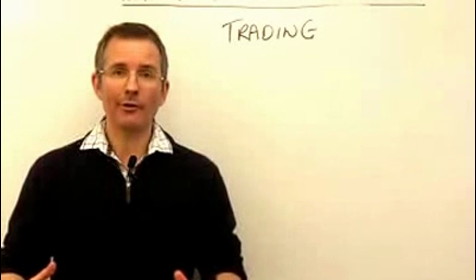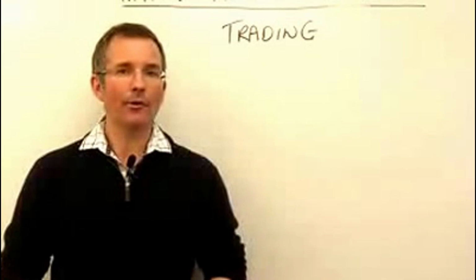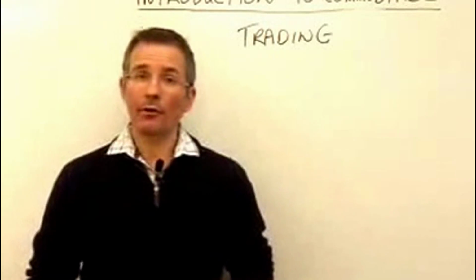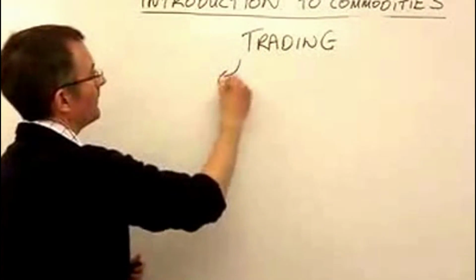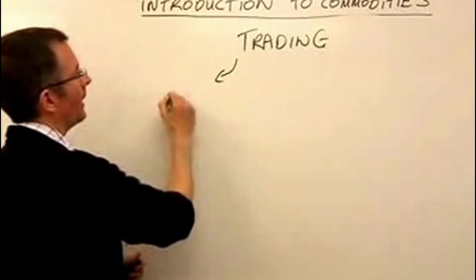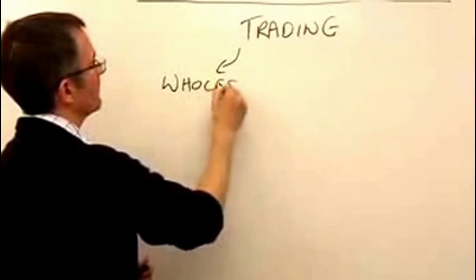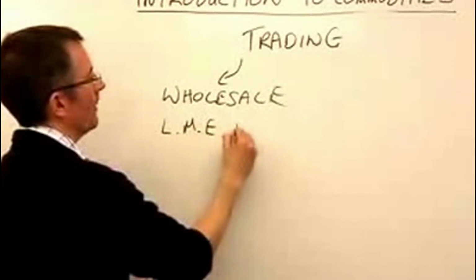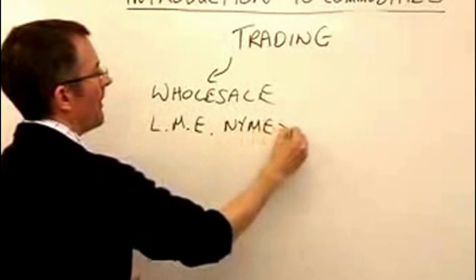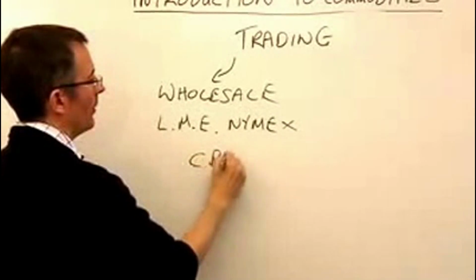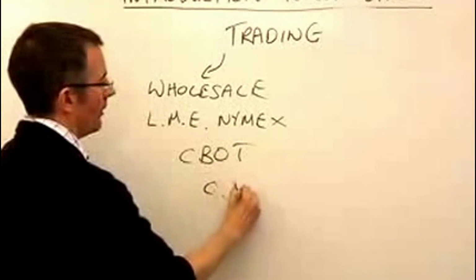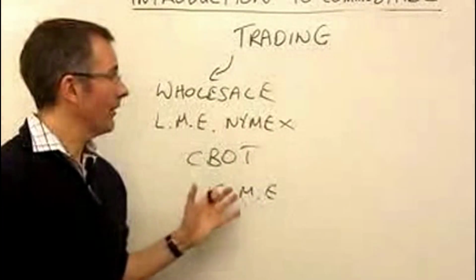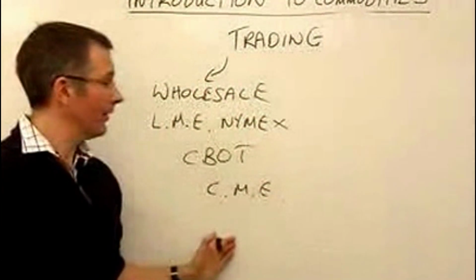So there are people interested in physically buying and selling large quantities of metals or wheat or pork bellies. But there are also a lot of speculators. So trading in the professional, if you like, the wholesale market, is done through the likes of the London Metals Exchange, the New York Mercantile Exchange, or NYMEX, and the Chicago Board of Trade, and the Chicago Mercantile Exchange. This is not a full list, but around the world you've got exchanges based in most of the major cities and financial centres that just do commodities.